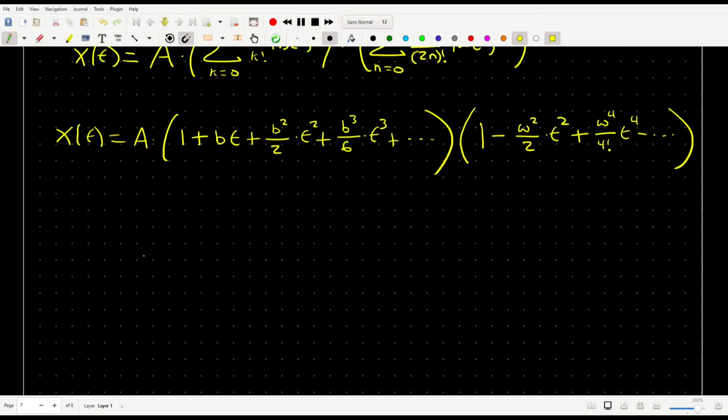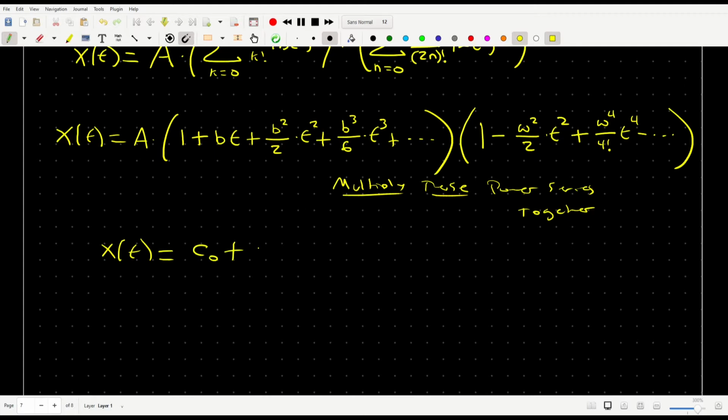And I'm not going to go through and do this, but we know how to multiply series. We can multiply these power series together, and this will give us the actual Taylor series for x of t. Look at c naught plus c1 times t squared plus c2 times t cubed plus c3 times t to the 4th, and so on and so forth.